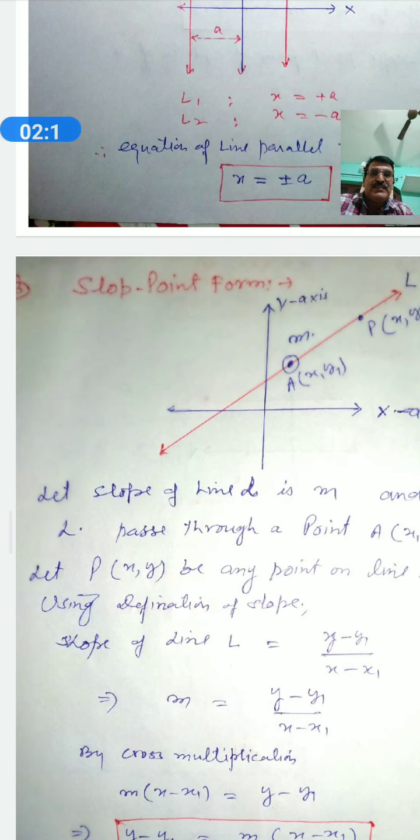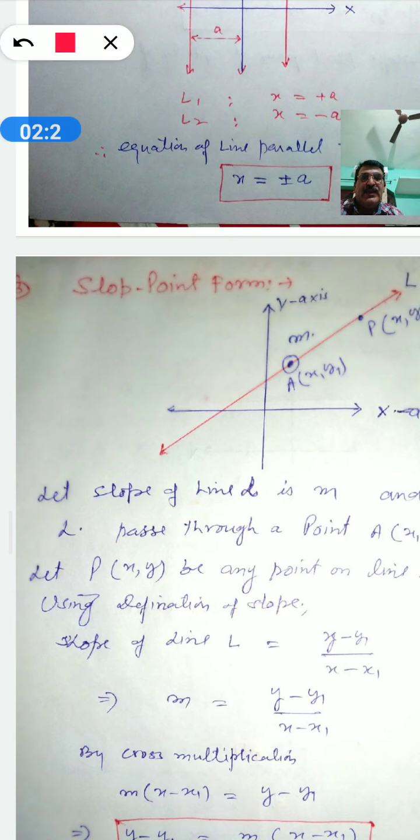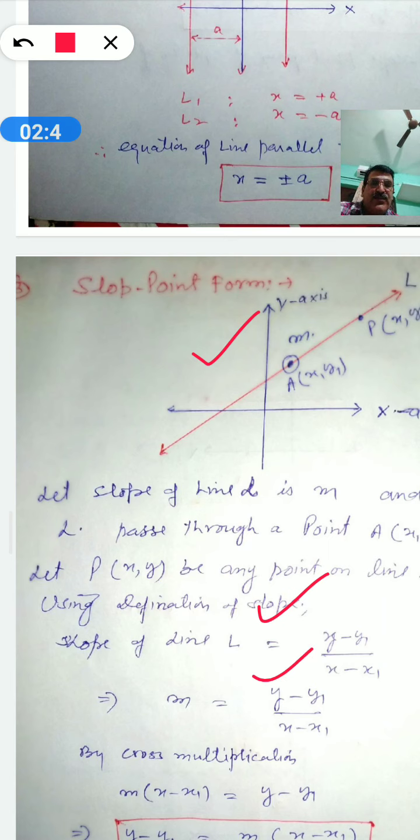So let us consider here that there is a line L which is passing through a point x1, y1 and is having slope m. Now let there is a point P with coordinates x and y on the line L. Now using the definition of the slope of line, the slope of line L is given by y minus y1 over x minus x1, that is the difference of ordinates divided by difference of abscissa.